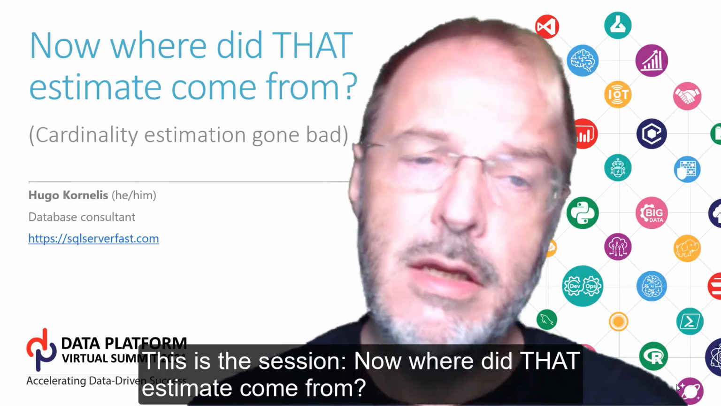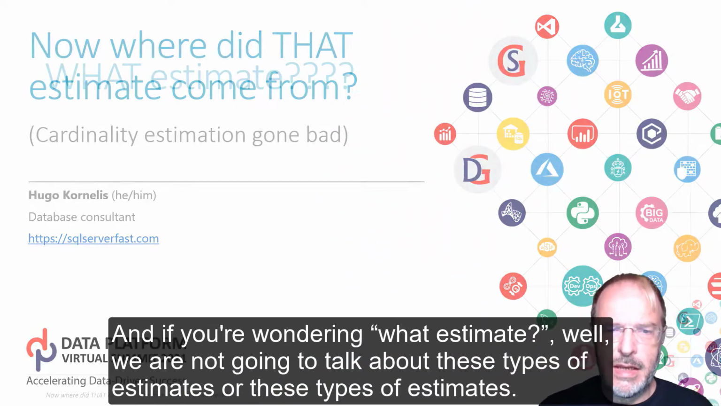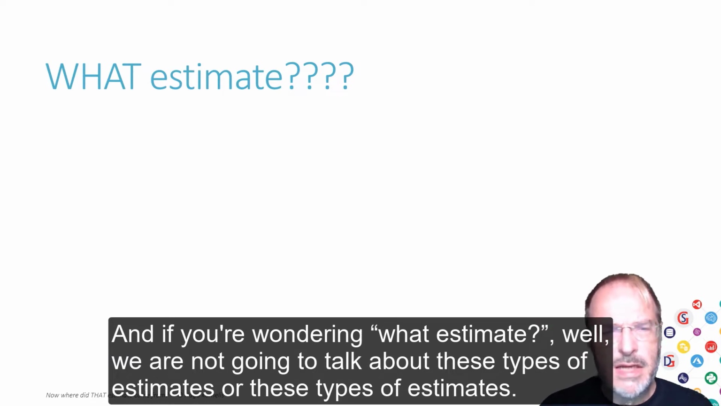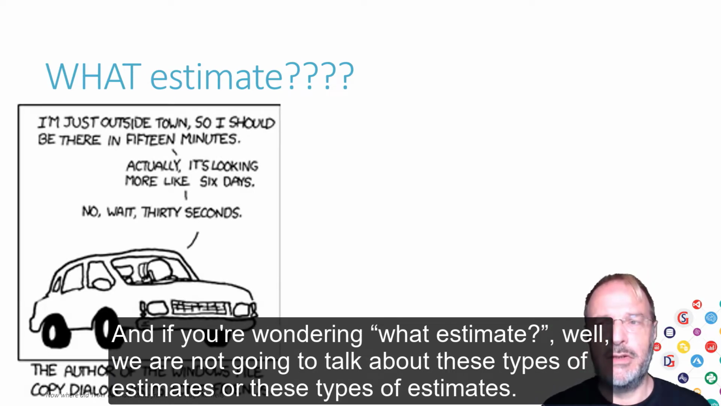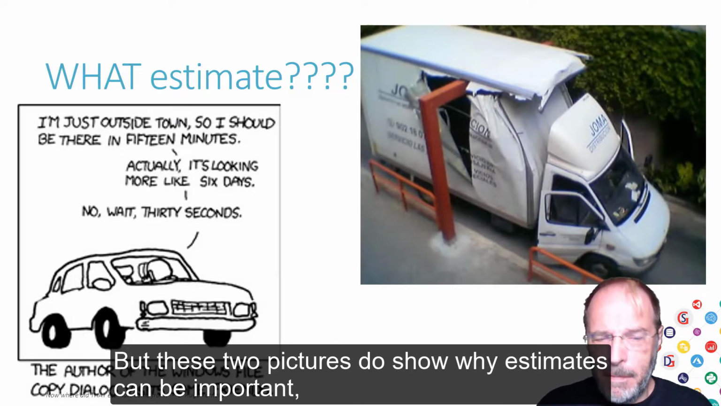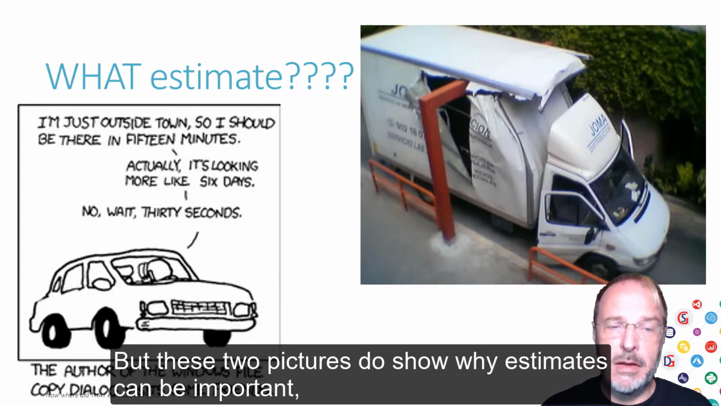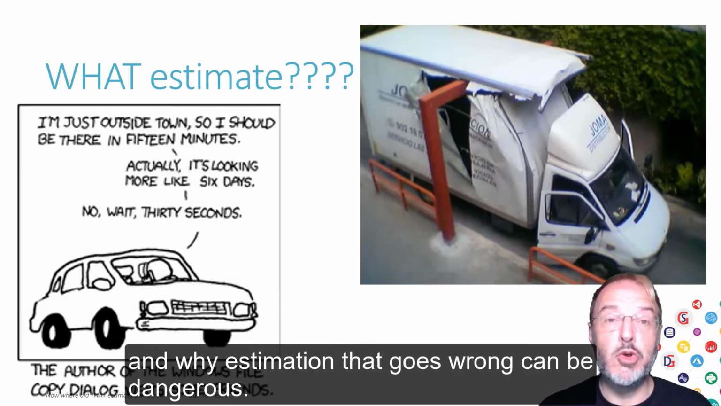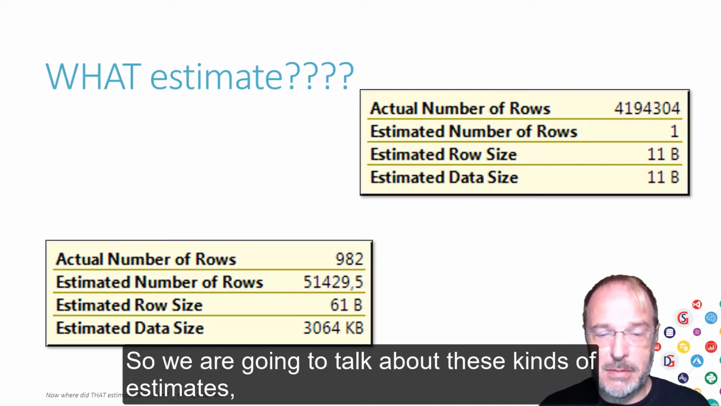This is the session, now where did that estimate come from? And if you're wondering, what estimate? Well, we are not going to talk about these types of estimates or these types of estimates. But these two pictures do show why estimates can be important and why estimation that goes wrong can be dangerous. So we are going to talk about these kinds of estimates.